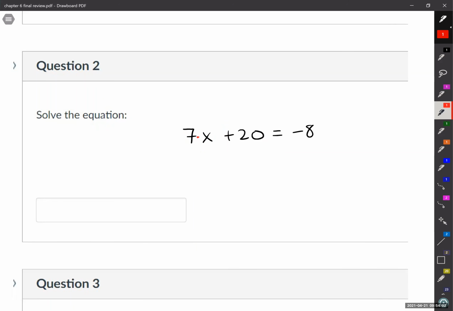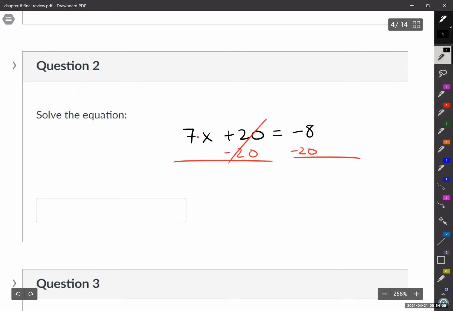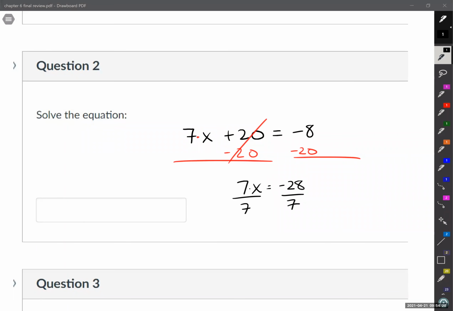So the 20 is being added, we're going to subtract it from both sides. Cancels there. 7x equals -28. Divide both sides by 7, because the 7 is being multiplied by x. And we should get x is equal to -4.